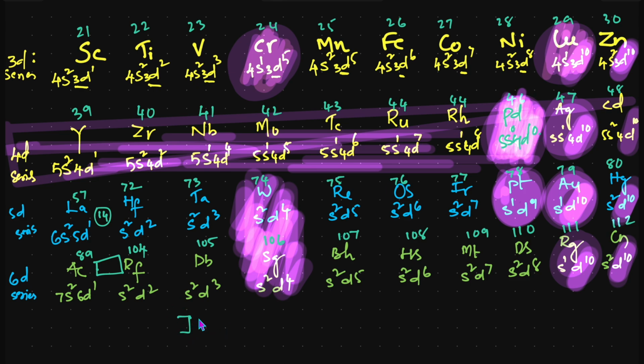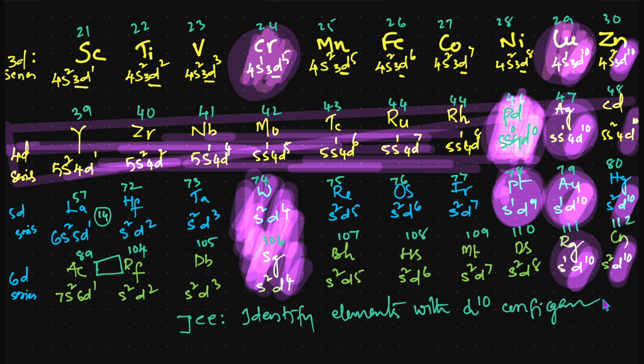The question in JEE was asked like this: identify the elements with D10 configuration. This question is being asked. So including platinum here is the game changer. Otherwise, the remaining ones you can answer properly. The remaining ones you can also easily answer, but including this one is the catch.